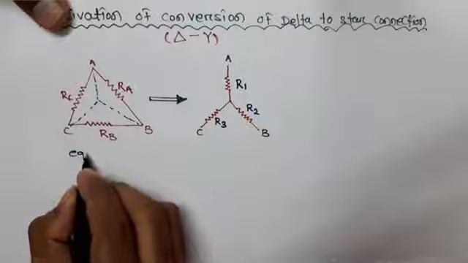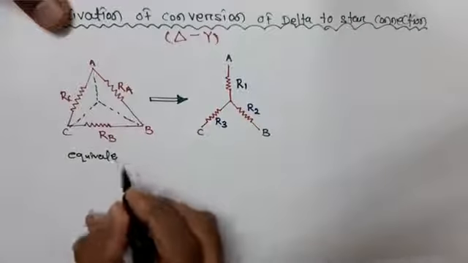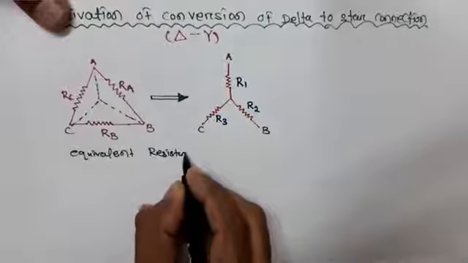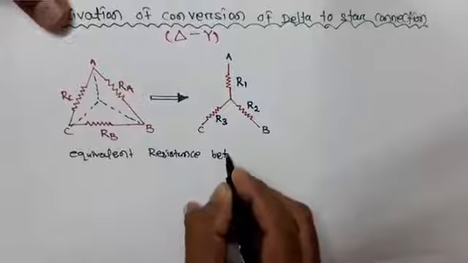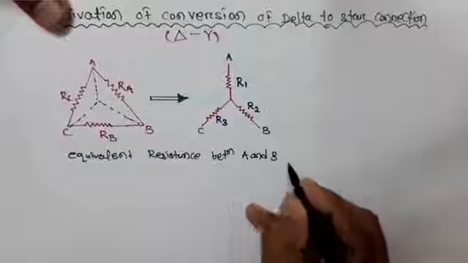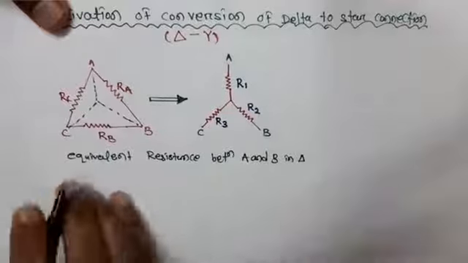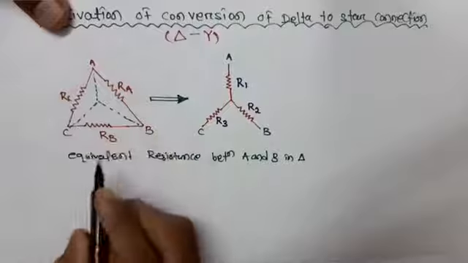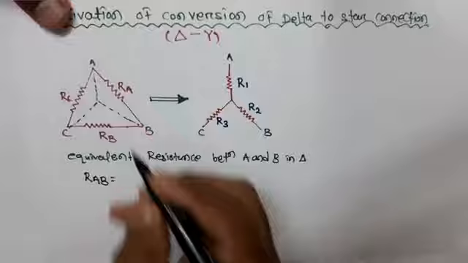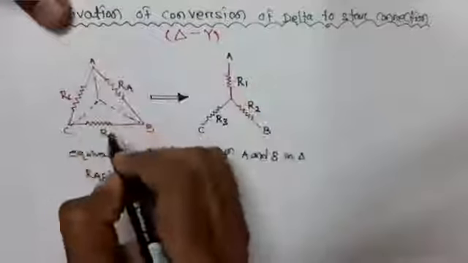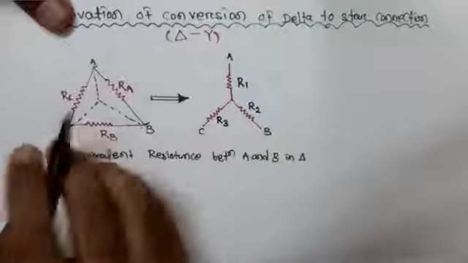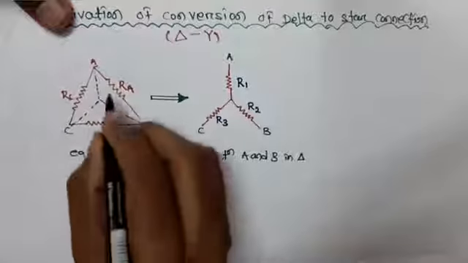the equivalent resistance between A and B in delta. First, the equivalent resistance between A and B. Then this RAB equals how much? These two, RC and RB, are in series. If you consider from this, this is series, and this is parallel.